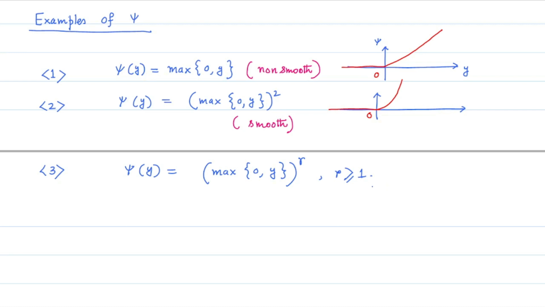For r equal to 2, we notice that on the right side of y equal to 0, the graph is part of a parabola. And hence, for r equal to 2, this psi of y is called a quadratic penalty function. Quadratic is due to this power 2. And here it is also referred to as a linear penalty function.